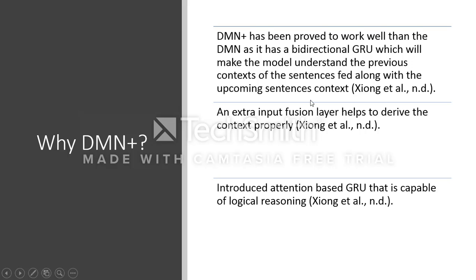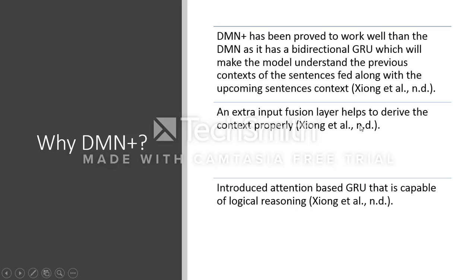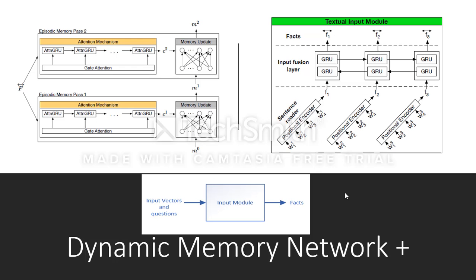That's my motto. DMN Plus has an extra input fusion layer, which helps to derive the context properly when I derive facts, and it can flip back and forth checking for the right context. We also have the bidirectional attention based GRU, which can reason, see what's happening, and provide better output.